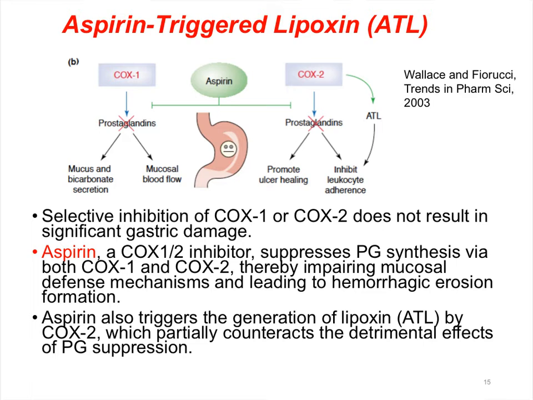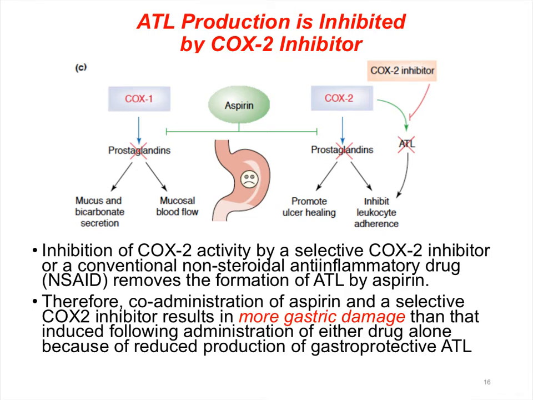And yet aspirin triggered, in addition, the production of a lipoxin called aspirin-triggered lipoxin that partly counteracted the detrimental effects of prostaglandin suppression. So the administration of aspirin, which is a COX-1/2 non-selective inhibitor, led to some limitation of the detrimental effects of prostaglandin suppression in the GI tract. Okay, let's take a look at what happens when we use a COX-2 inhibitor. You can see here that the COX-2 inhibitor will block the production of the aspirin-triggered lipoxin, and so the beneficial effect of that is eliminated.